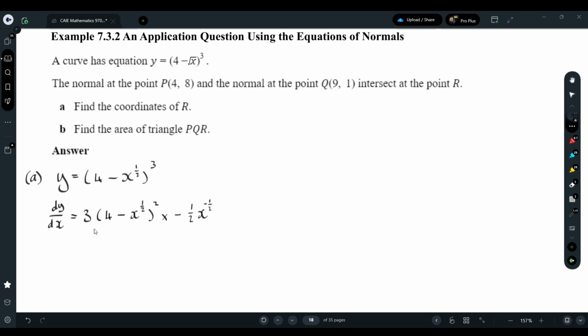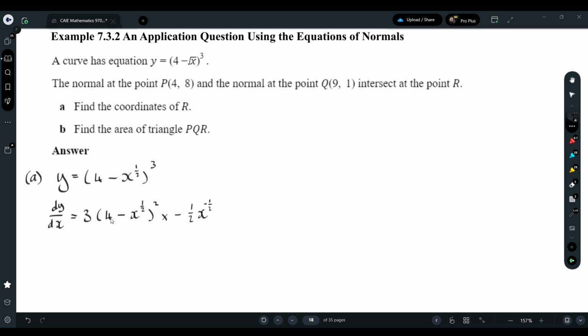Just to go over how we've applied the chain rule, we have differentiated the outside function by taking the exponent of 3 and placing it in front of the bracket and then dropping the exponent on the bracket down by 1. That's differentiating the outside function. Then we have to multiply that by the differential of the inside function.